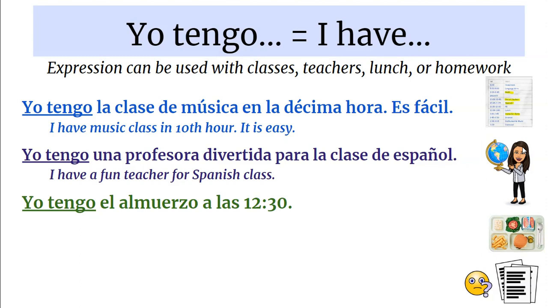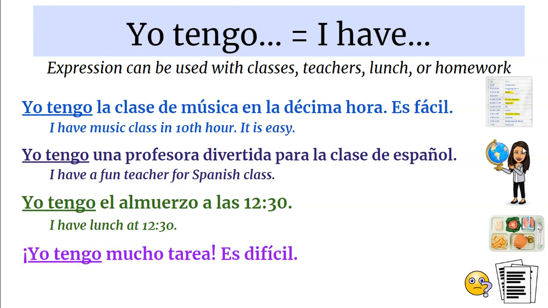Yo tengo el almuerzo a las 12:30. I have lunch at 12:30. Notice that you are not going to say la clase de el almuerzo. Remember, la clase de means class, and almuerzo is lunch. Most students make this mistake when we're learning that you have to use la clase de when talking about your schedule, but you don't want to say I have lunch class. Yo tengo mucho tarea. Es difícil. I have a lot of homework. It is difficult. All of these things you can use yo tengo with or I have.